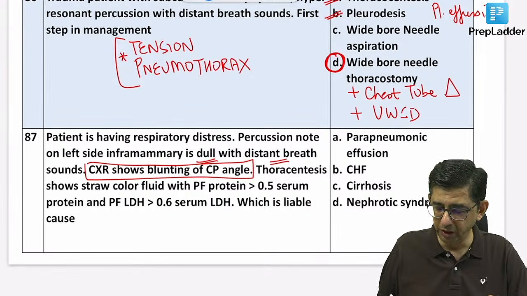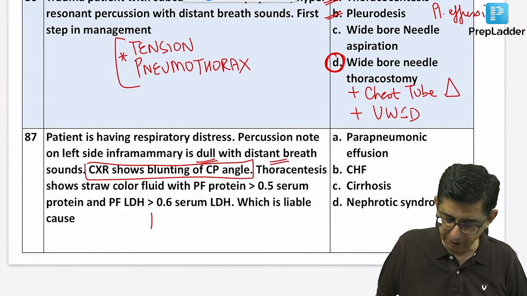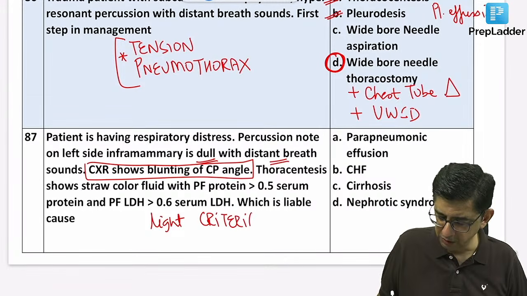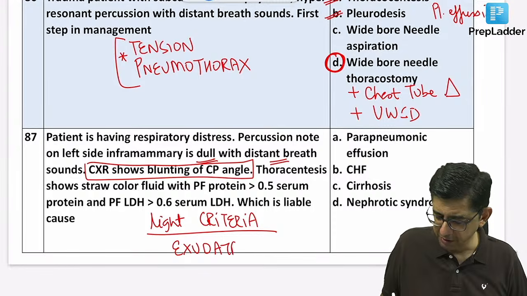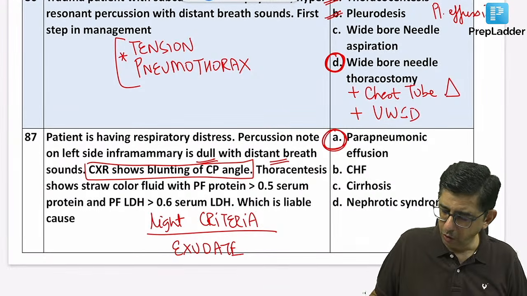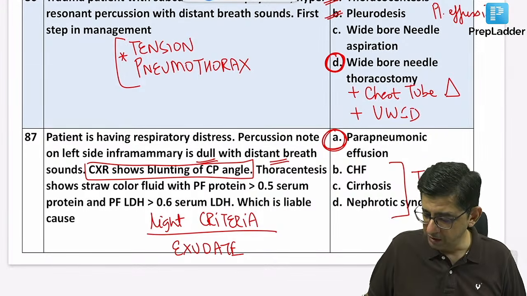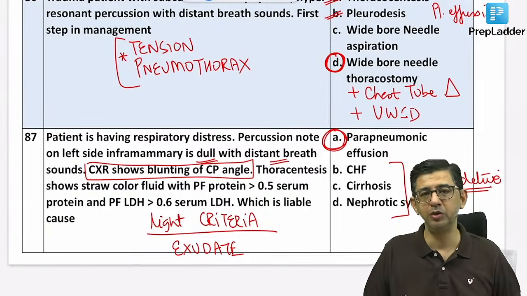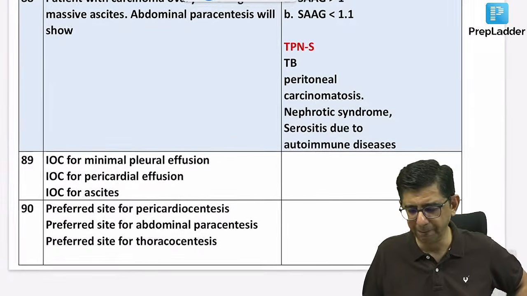The pleural fluid protein is more than 0.5. The LDH values are elevated. The question is based on Light's criteria. Considering Light's criteria, the correct answer would be exudate, and the only exudate among the four options is a parapneumonic effusion. The other three conditions, congestive heart failure, cirrhosis, and nephrotic syndrome, are examples of transudative pleural effusion. Whereas a parapneumonic effusion would be an exudative effusion. So yes, the correct answer for this one is option A.